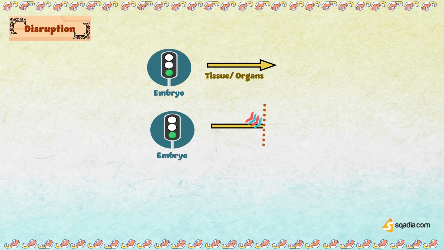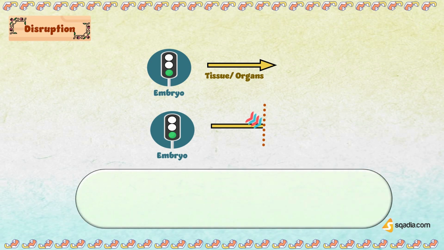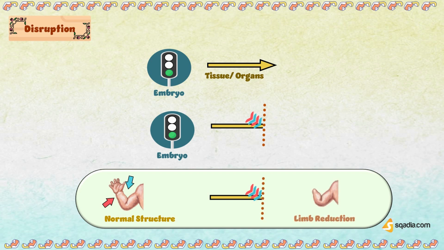Now, let's consider the example of disruption, which is when there is normally developed structure. Destructive force acts on it. That leads to limb reduction deficit. It means destructive force leads to growth discontinuation. Remember that disruption is destruction of existing tissues.